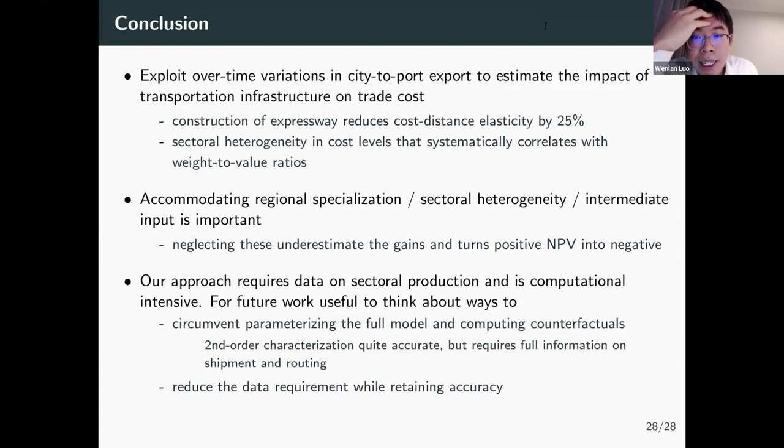So basically, we made two contributions. The first one is that we use this overtime variation contained in the exporting choice of exporters. And we show that this overtime information is going to be very, very important. And we uncover some sector heterogeneity, even though I don't have the time to go into the details, but hopefully this is something that's important. And we show that indeed they are important because all those regional differences and sector differences are going to be important in the counterfactual analysis to infer the welfare gains. Okay, yep, that's it.